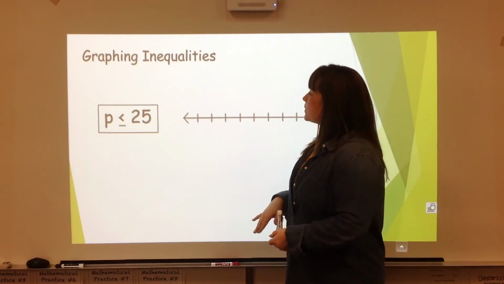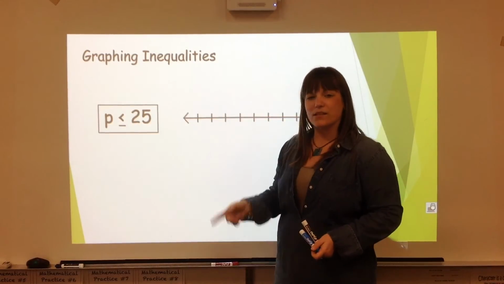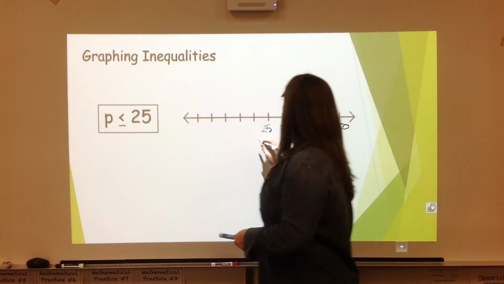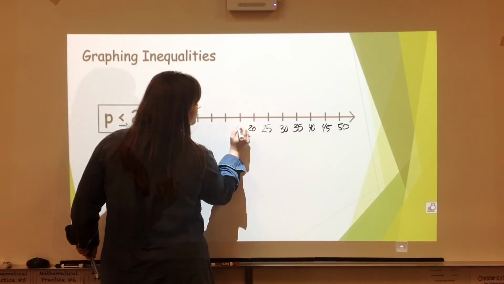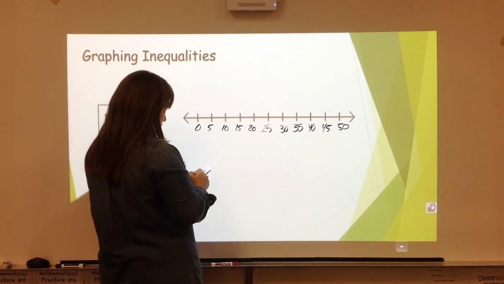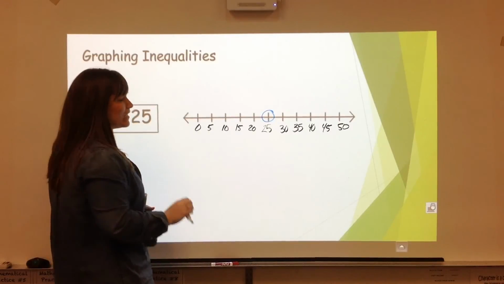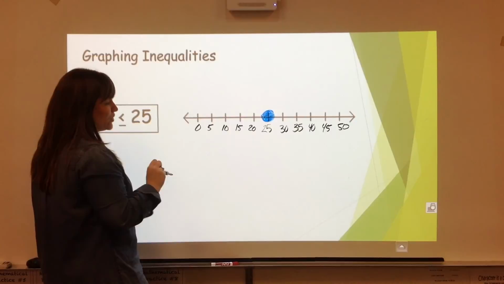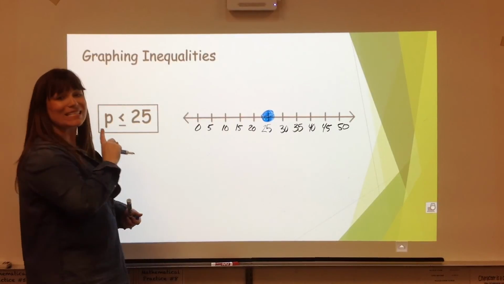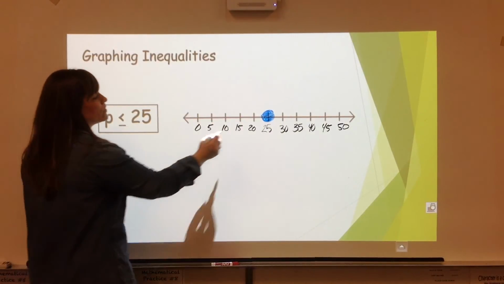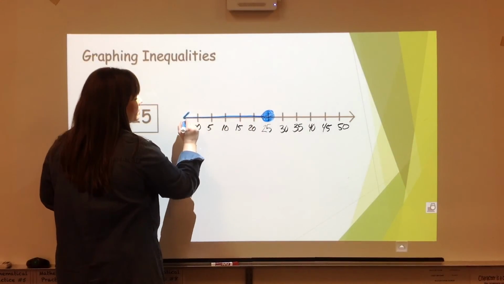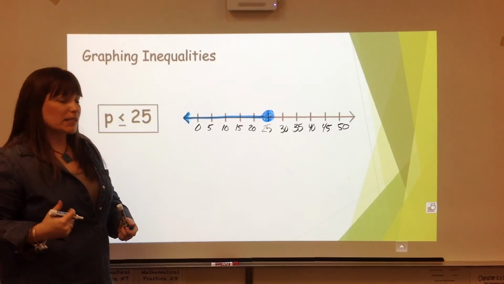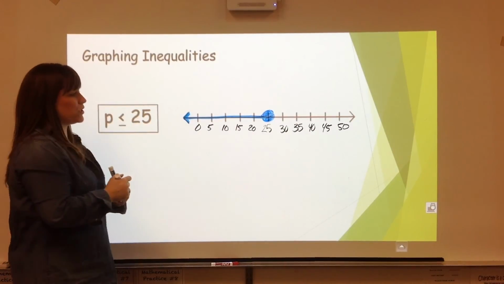The second one for this section is P is less than or equal to 25. Again, we're going to fill in our scale. I'm going to choose by 5s, and I'm going to draw a circle above the 25 on the line. We're going to color it in. 25 is an answer to this inequality, and because P is less than or equal to 25, we're going to shade to the left. So all of my answers, including 25 and less, will be possible solutions to this inequality.